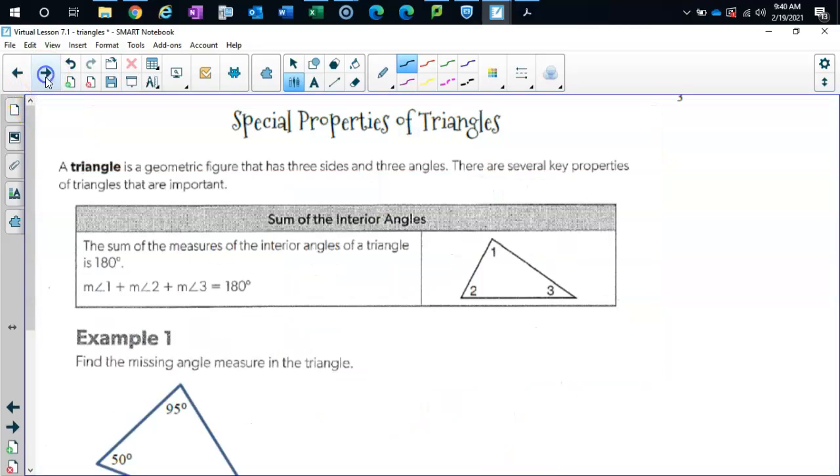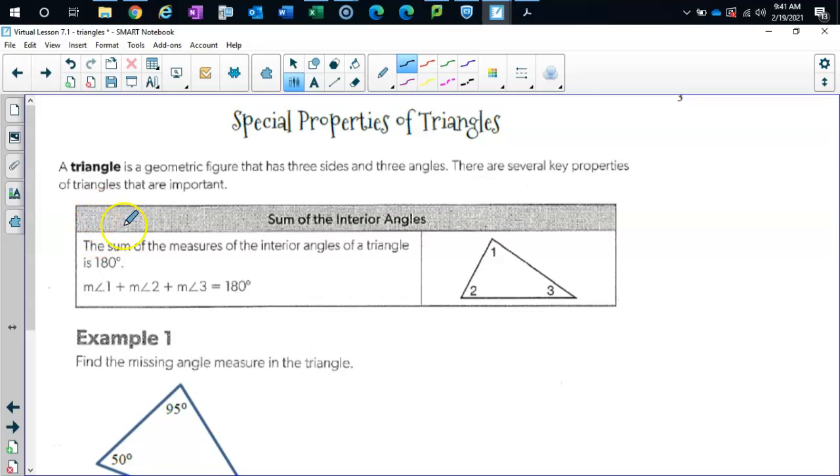Now, we are going to skip to the top of page 3 to start this. Guys, for whatever reason, I think these got photocopied backwards. So find the page that has special properties of triangles. It says page 3. Find that right now. Now, today we are going to learn all about triangles.